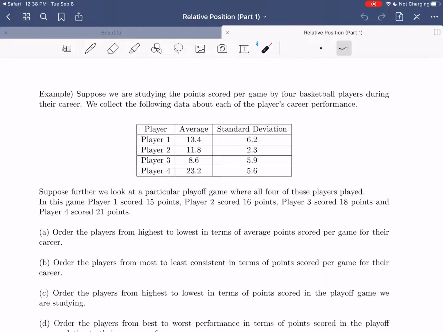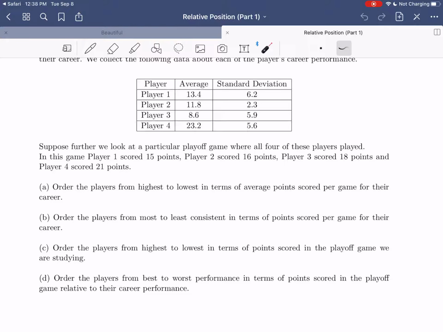Now suppose we further look at a particular playoff game, a special game we're interested in, where all 4 of these players played. In this particular game, player 1 scored 15 points, player 2 16, player 3 18, and player 4 21. We're going to do a couple things with this information. We'll look at understanding what all the information is saying, and then we'll use the z-score to answer some interesting questions.